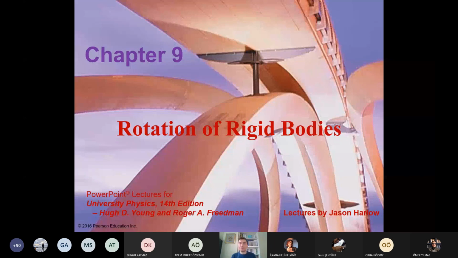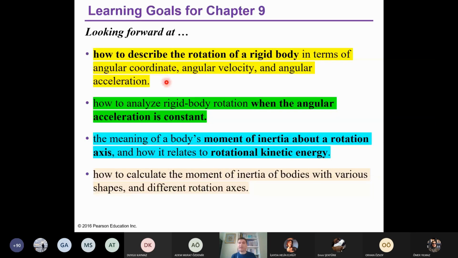Good morning, everybody. Today I will continue with rotation of rigid bodies. What we have within this chapter, we will describe the rotation of a rigid body in terms of angular coordinate, angular velocity, and angular acceleration. In addition to that, we will investigate rigid body rotation when the angular acceleration is constant.